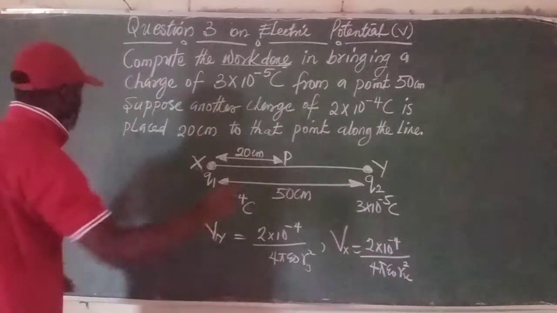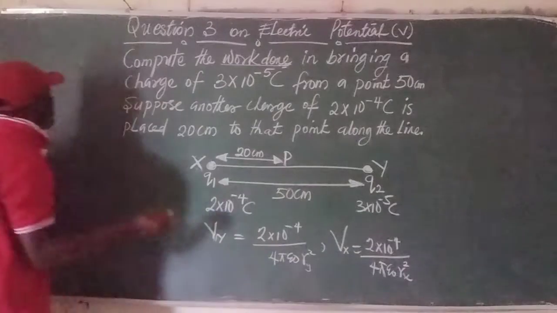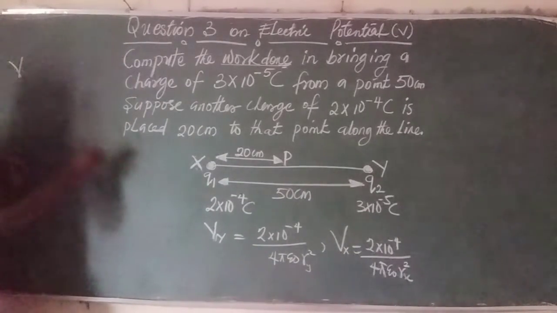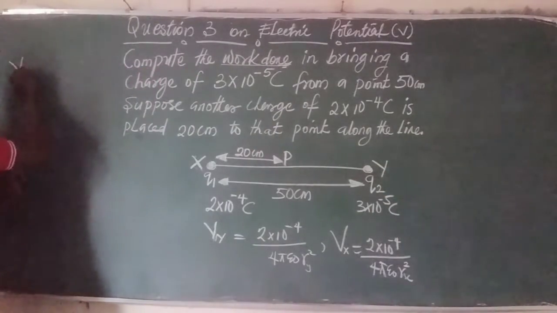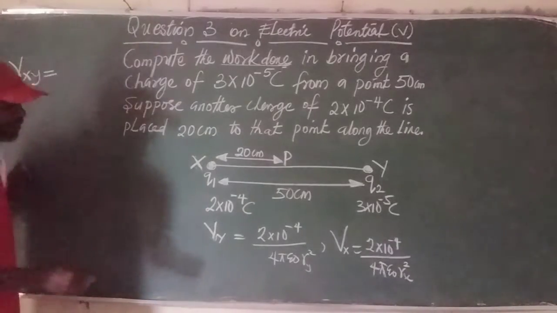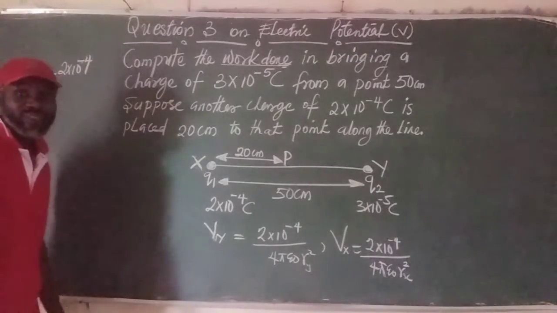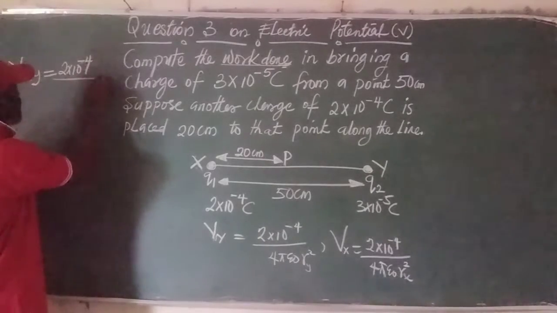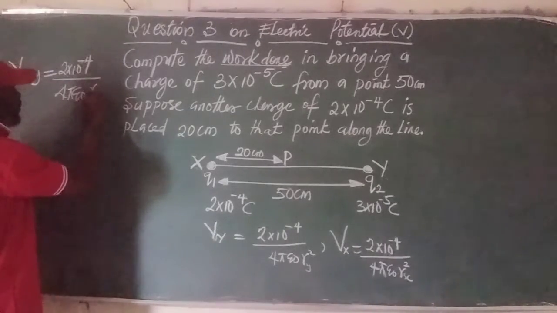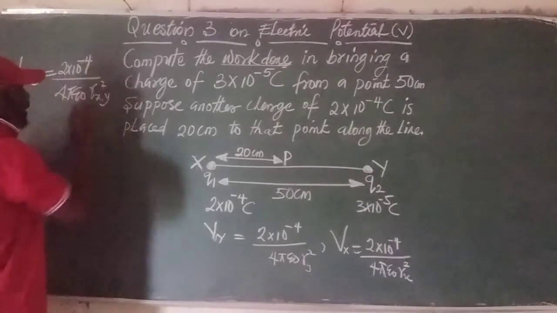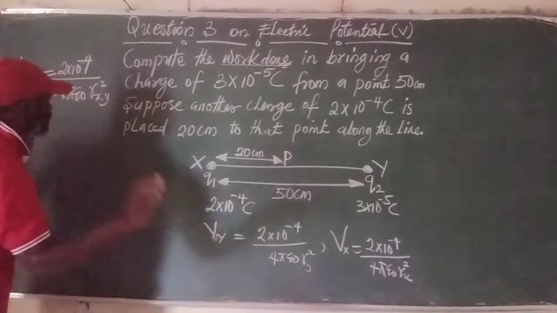So let's go. If we do that, and already we know this, without wasting time, we can now see that the potential difference between X and Y can be taken as Vxy is equal to 2 times 10 raised to the power minus 4 over 4 pi epsilon naught r_xy squared. I'm going to take time to explain this further. So if we do this, look at what happens here.